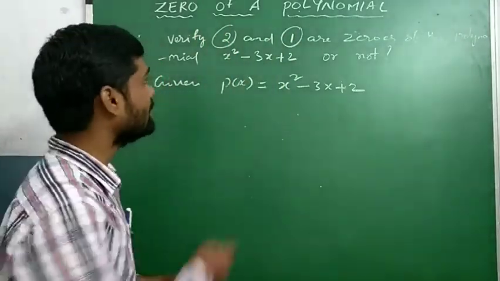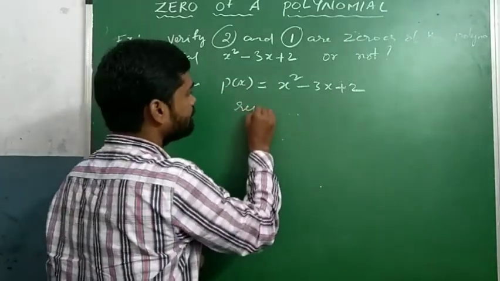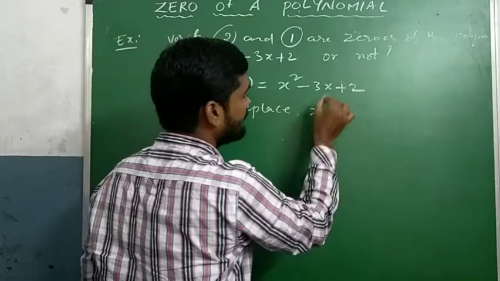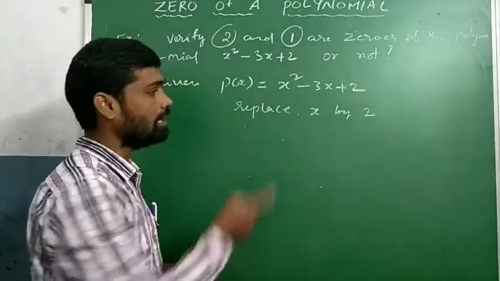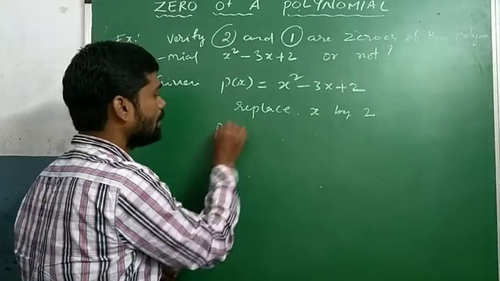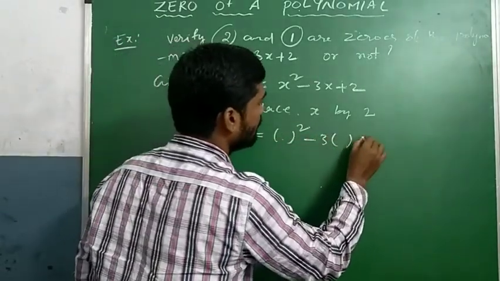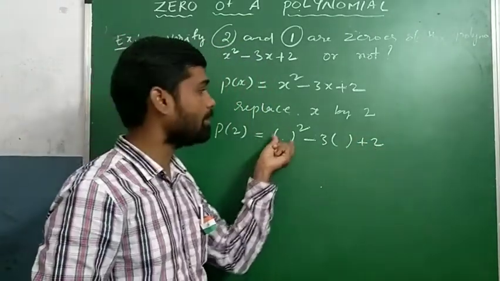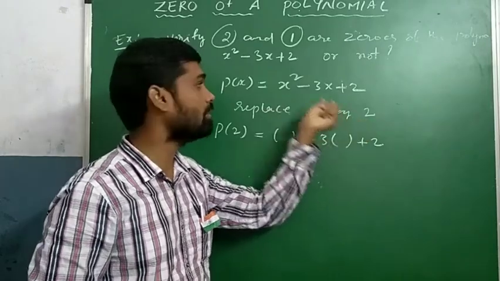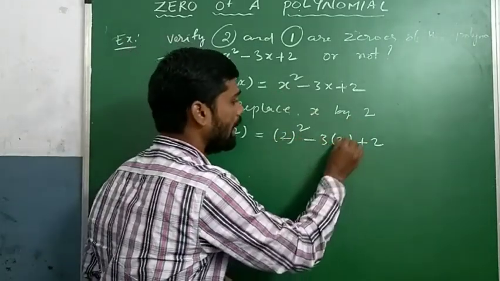So let us start with 2. Let us check 2. So replace x by 2. In the place of x we are substituting 2. So p of 2 is equal to, here I just left the space for the x because I am replacing the x by 2. So in the place of x I am substituting 2.